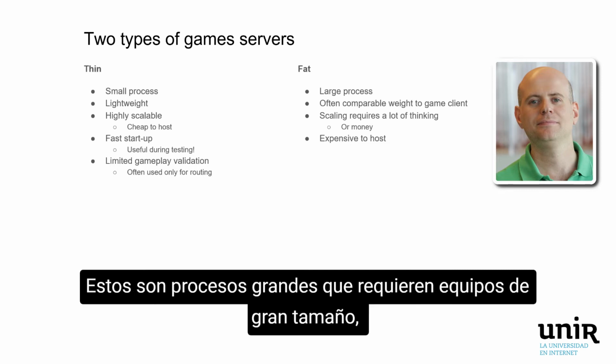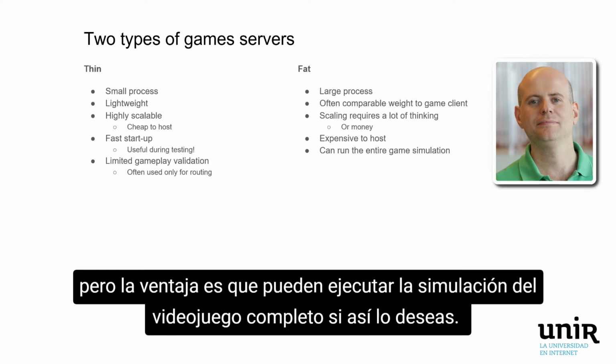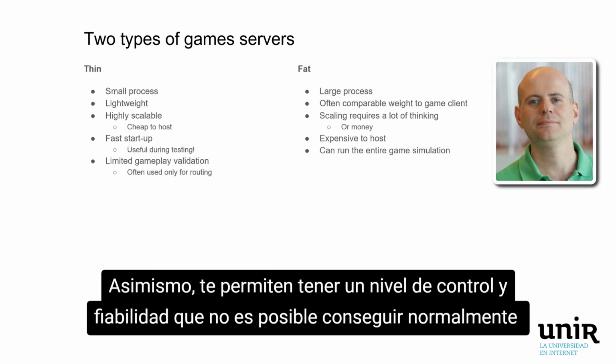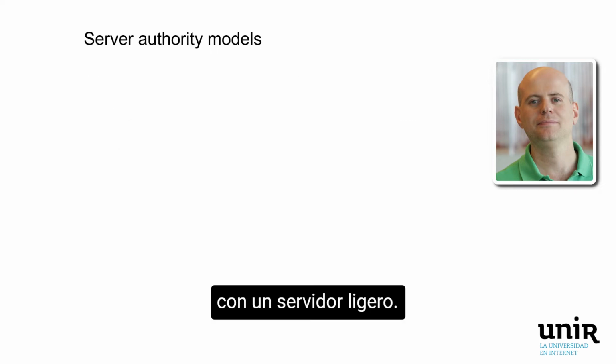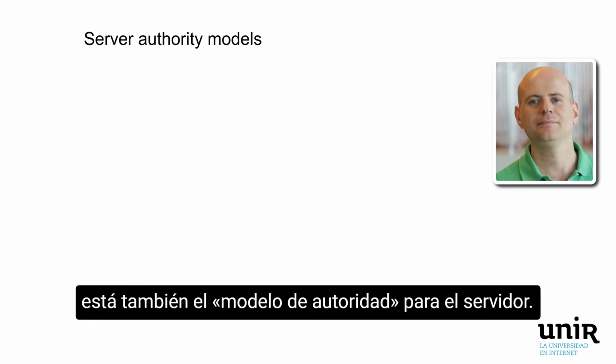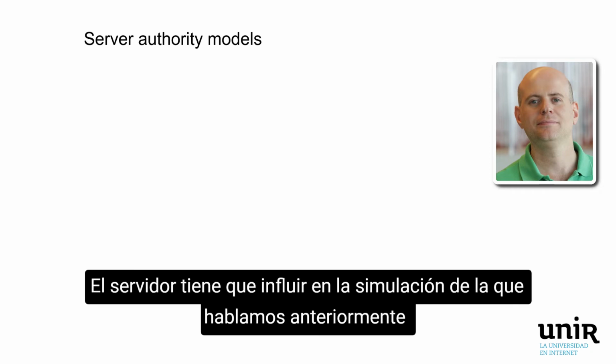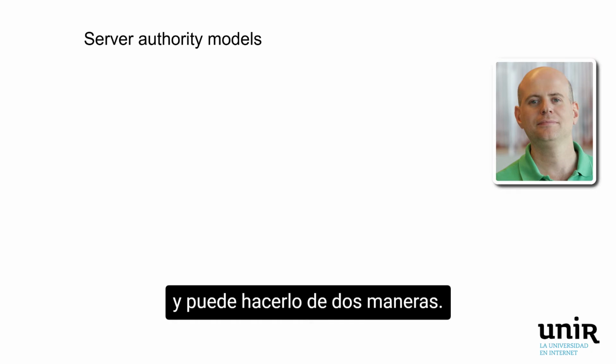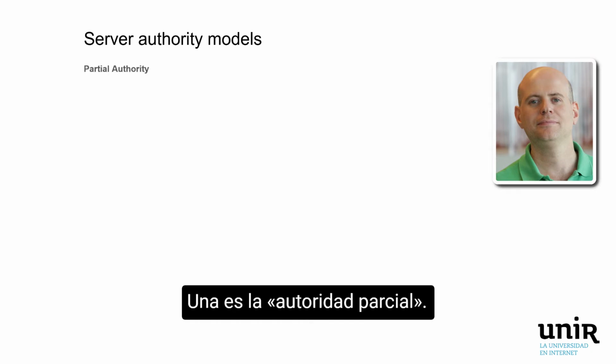These are large processes that require big hardware, but the advantage is that they can run the entire game simulation if you want. And that allows you to have a level of control and reliability that cannot usually be achieved with a server, right? So connected to these two types of servers, there is another type, which is the authority model for the server. The server needs to influence that simulation that we were talking about earlier, and can do it in two ways. Partial authority.